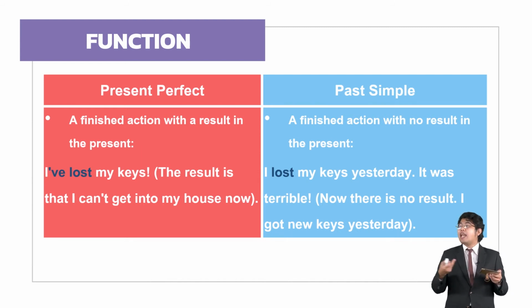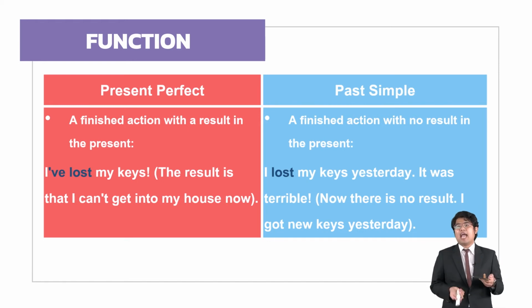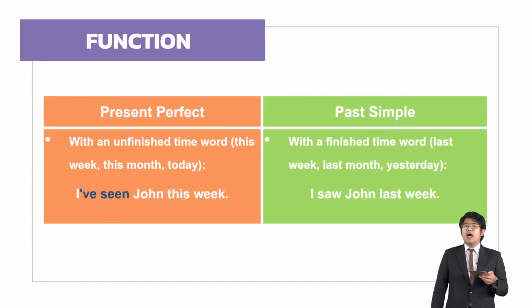Next, for present perfect with an unfinished time word, this week, this month, today: I've seen John this week. For past simple with a finished time word, last week, last month, yesterday: for example, I saw John last week. Okay, next, let's practice.